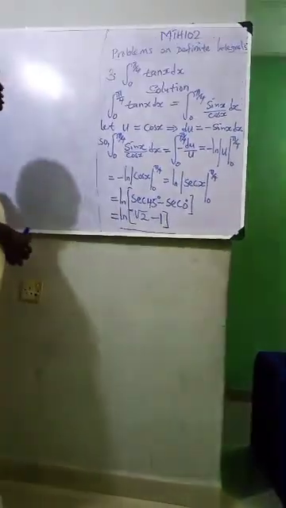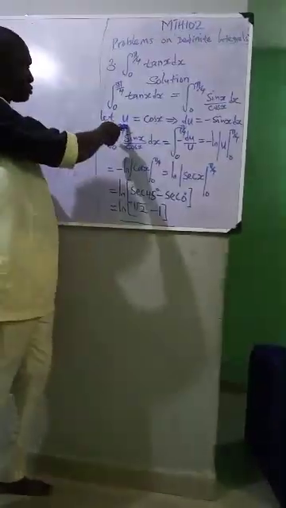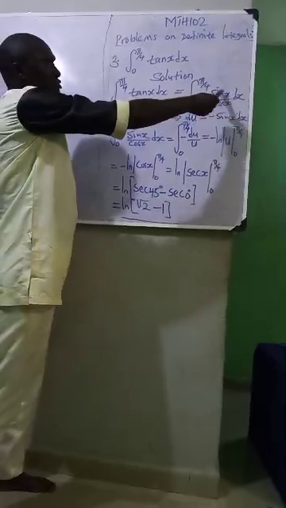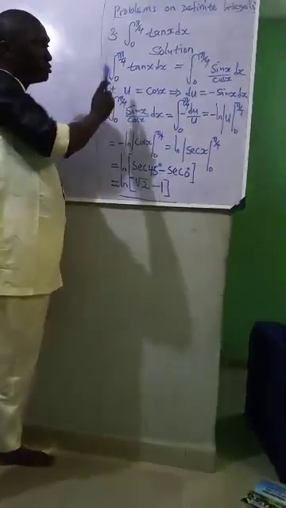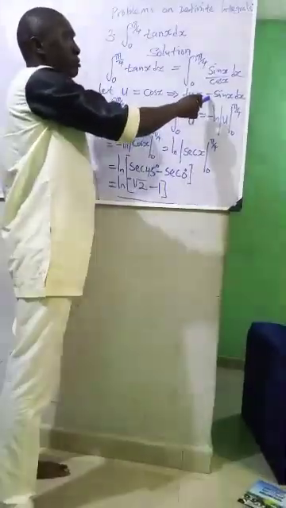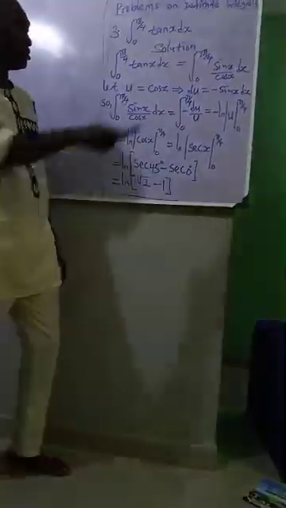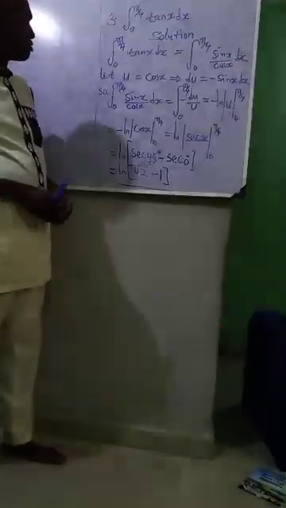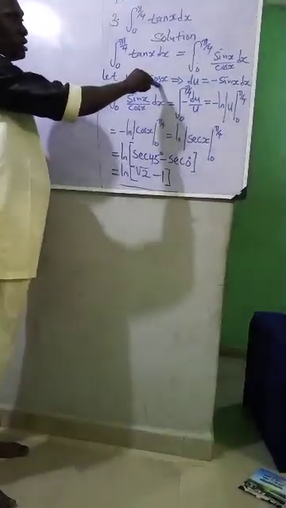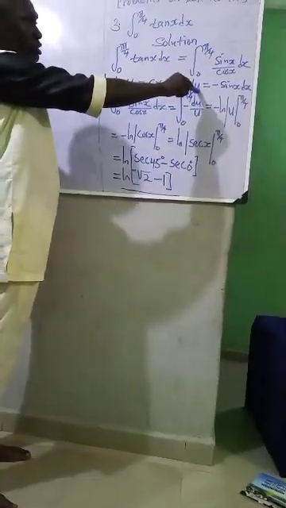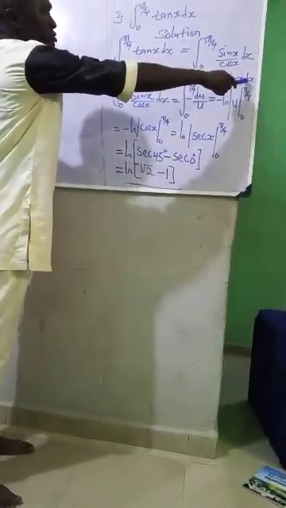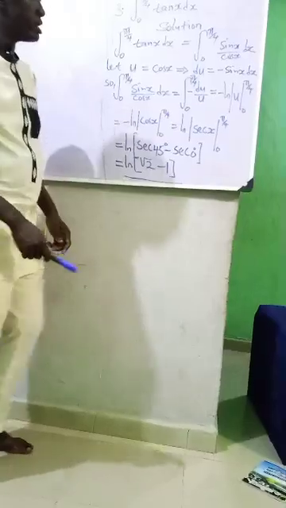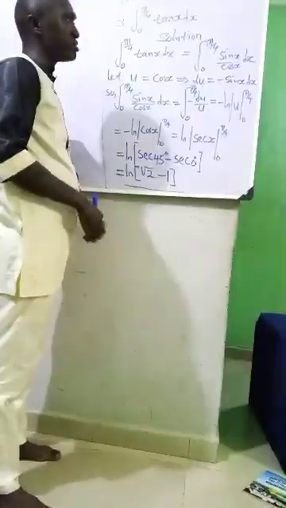Next, we let u equal cos x. If u is cos x, differentiating the function, du will give us minus sin x, because if you differentiate cos x, the result is minus sin x. So replacing u as cos x, du is equal to minus sin x. From there, we know that dividing both sides by minus sin x will give us dx, and dx is the same thing as du over minus sin x.